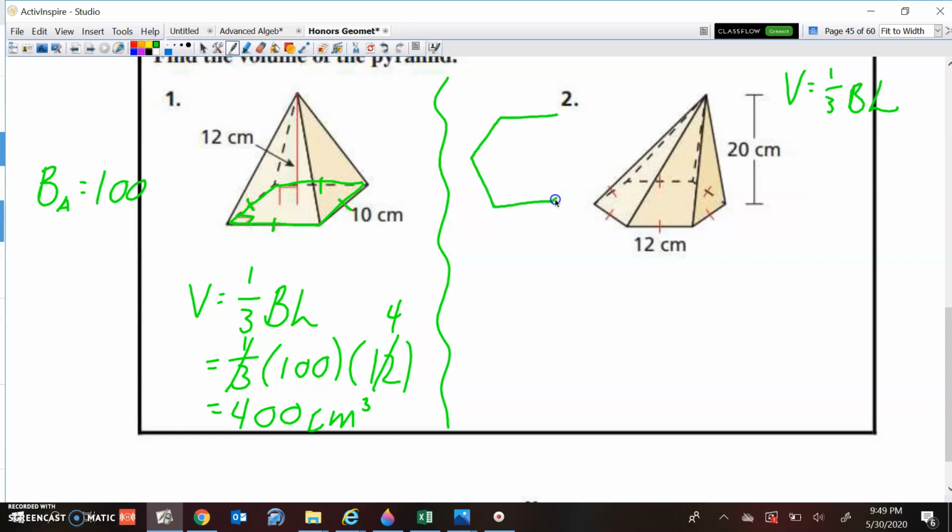Oh, it didn't change color. Okay, so I have a hexagon, and it's a regular hexagon. That's critical. So each of my edges is 12 centimeters. So I'm going to mark that. Now I need to find the area of this.